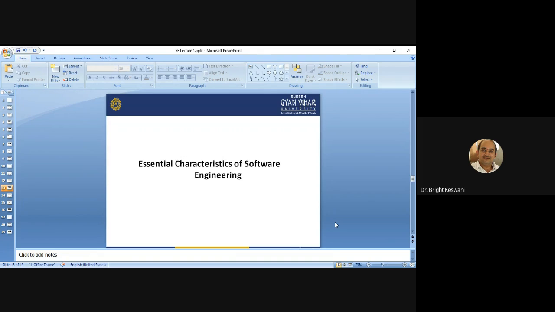Okay, and software engineering is the discipline which ensures that you can prepare the software within the given time limit, within the budget, and within the requirements. Okay, so these are the essential characteristics of software engineering.